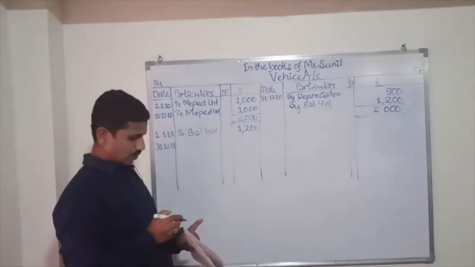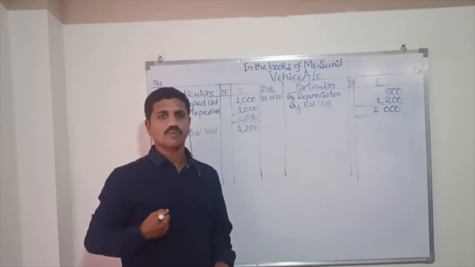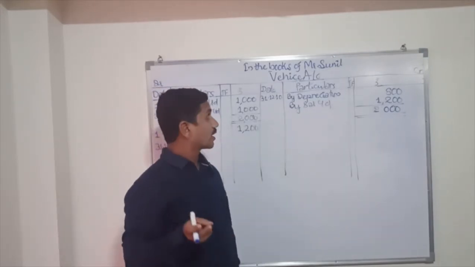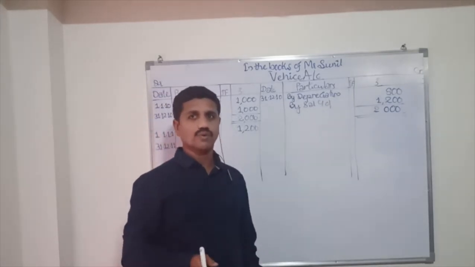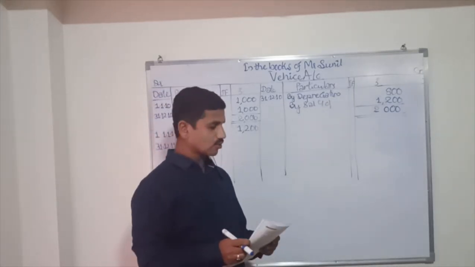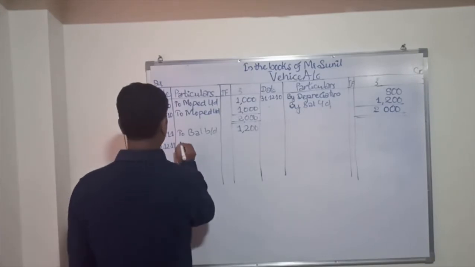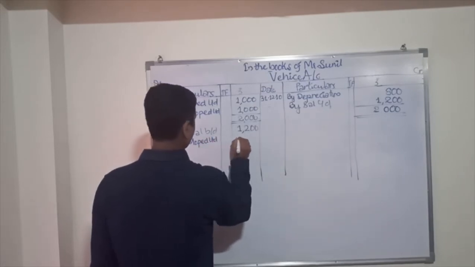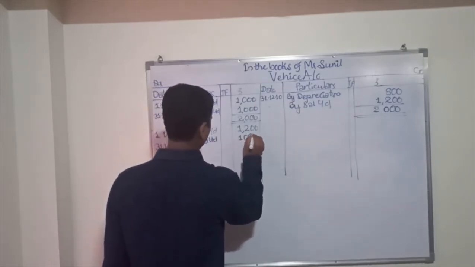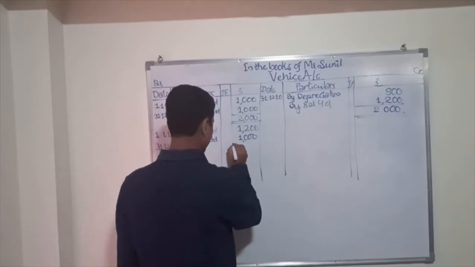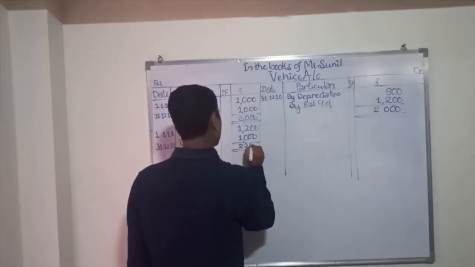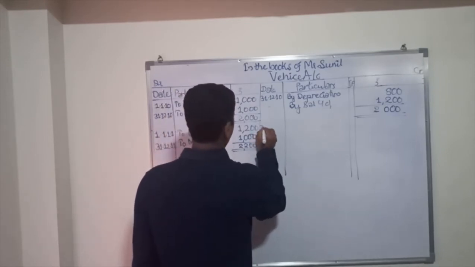Then on 31/12/2011, when the second installment is due for payment, then the entry will be vehicle account debit, interest account debit, to vendors. So here is the vendor Moped. So to Moped Limited. So again the principal sum as we calculated in the hire purchase, it is 1000. So 2200.